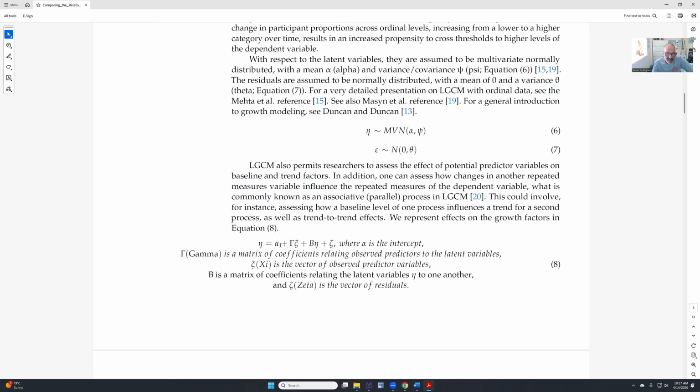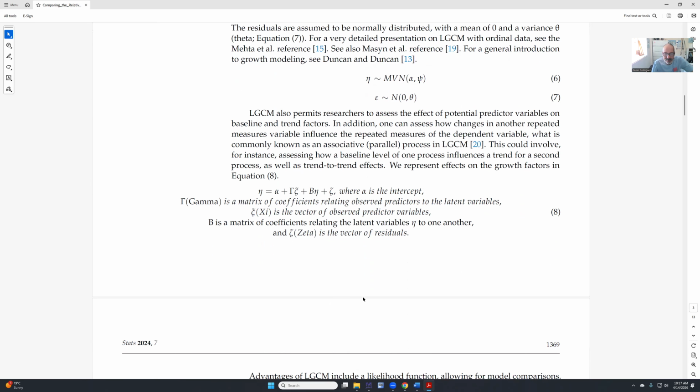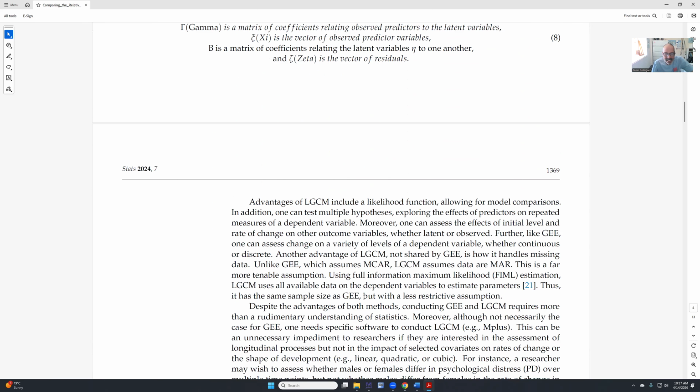Okay, so alpha is the intercept here, relating whatever these predictors are to the latent variable. Gamma is a matrix of coefficients relating observed predictors to latent variables. We already did this before. Ksi is a vector of observed predictor variables. Beta is a matrix of coefficients relating the latent variables eta to one another. And then zeta is a vector of residuals. Do you need to know all that stuff? I'm not really 100% sure that you do, unless you're interested in it at a deeper level like I am.